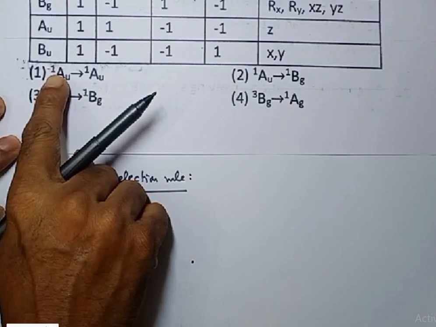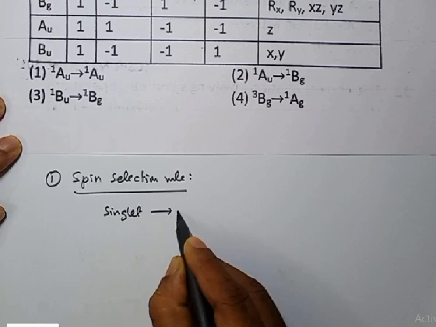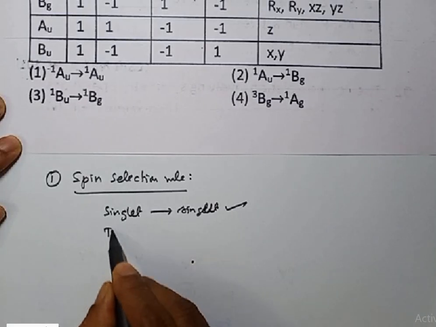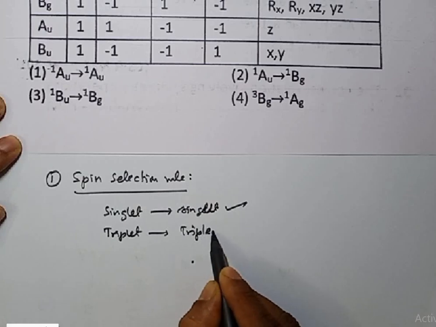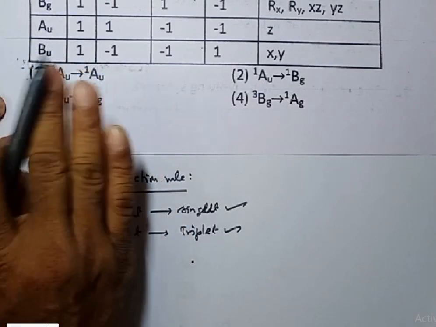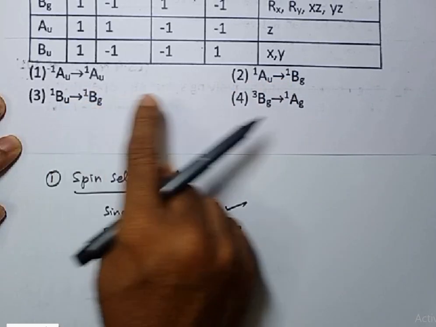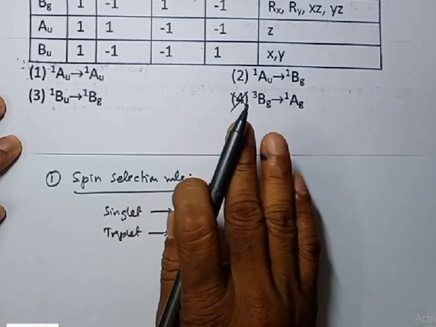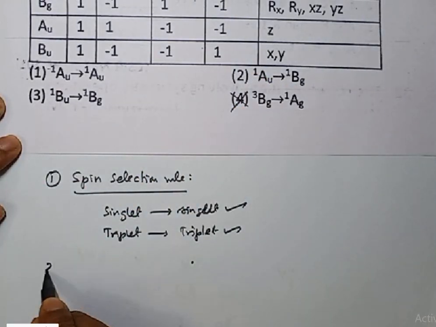So option A, singlet to singlet, yes, singlet to singlet is allowed, and triplet to triplet is also allowed, because of the same multiplicity. This is what we call the spin selection rule. So singlet to singlet is an allowed transition as per the spin selection rule. This is allowed. Singlet to singlet, this is also allowed. See here, triplet to singlet, this is not allowed. So by using the spin selection rule, we have identified that this is not possible. Okay, remove it.